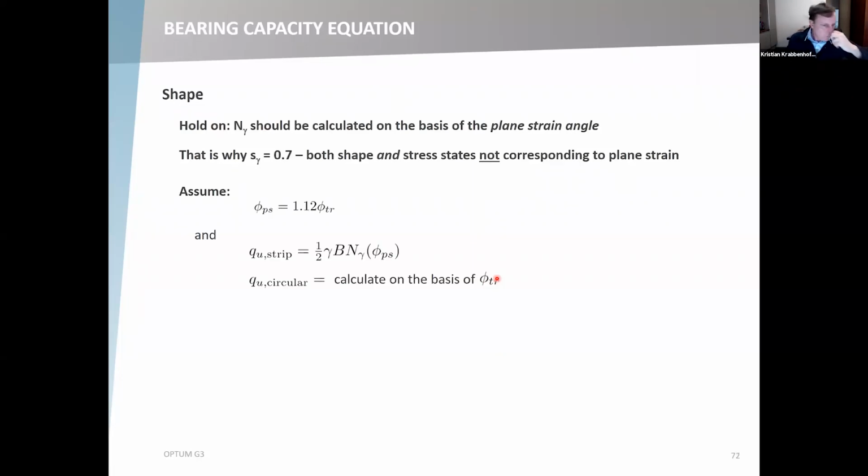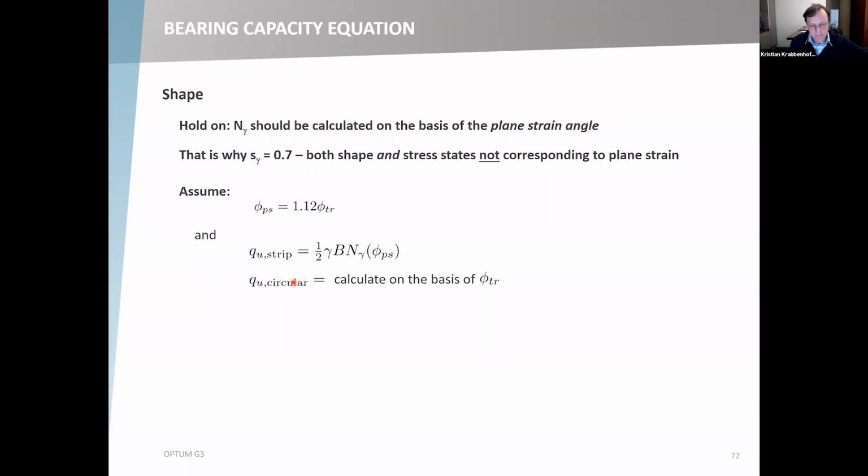We actually had a webinar on this topic a couple of weeks ago on our new model, the FAST model, as we call it, friction angle stress state dependency model, where we are able to operate with two friction angles, the plane strain angle and the triaxial compression angle. The typical ratio between these two angles is 1.12. So the plane strain angle is about 10-12% greater than the triaxial angle. So what we should actually do to assess the shape factor is calculate the capacity for the strip with respect to the plane strain angle.